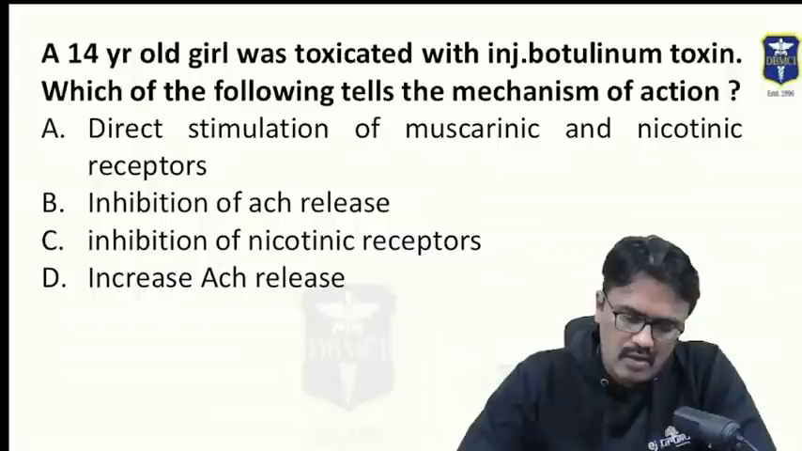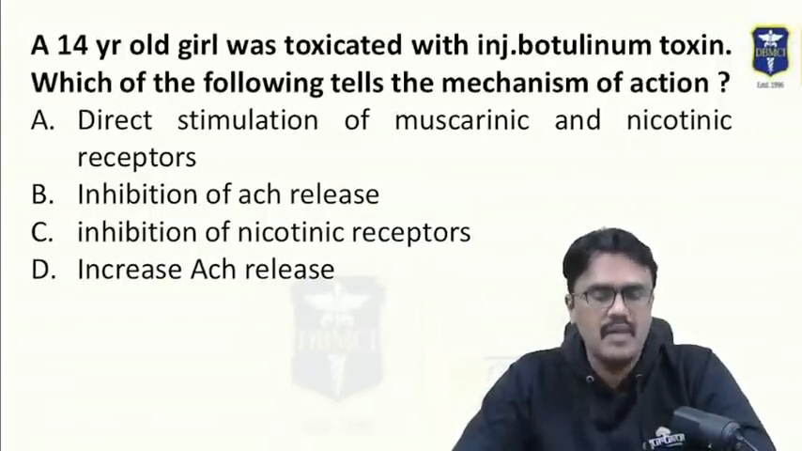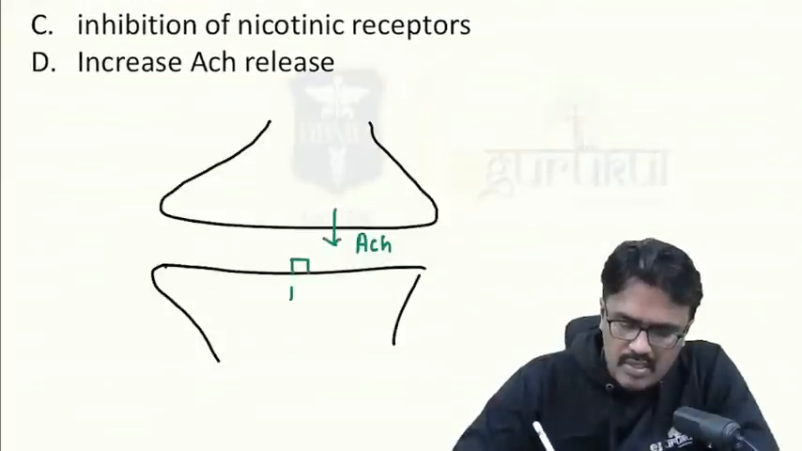A 14-year-old girl was intoxicated with botulinum toxin. Which of the following tells the mechanism of action? Now, what is botulinum toxin? Acetylcholine acts on the NM receptor and produces muscle contraction.